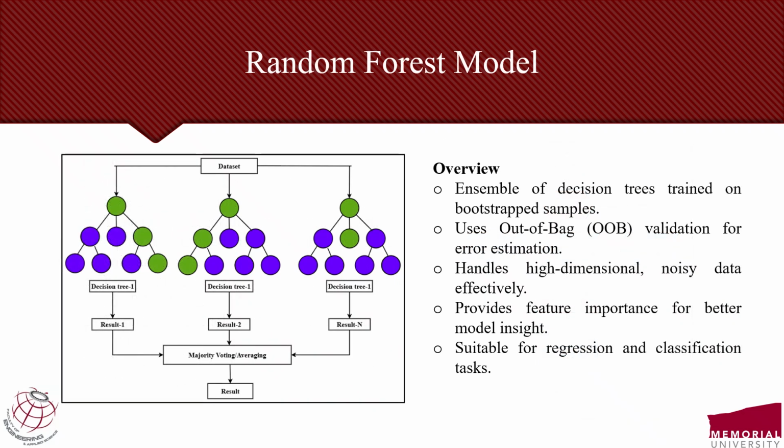First is random forest. The random forest model is an ensemble of decision trees trained on bootstrap data samples. It uses out-of-bag validation to estimate errors. This model is robust, handles high-dimensional data well, and offers feature-importance insights. It's suitable for both regression and classification, making it ideal for my forecasting task.